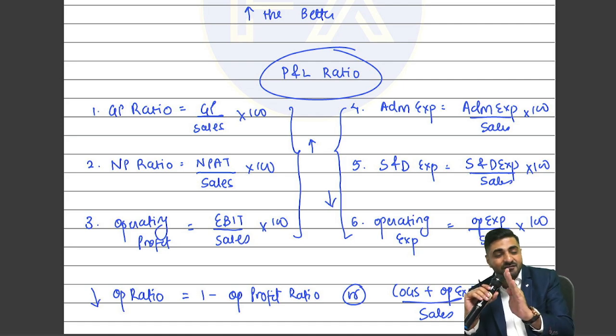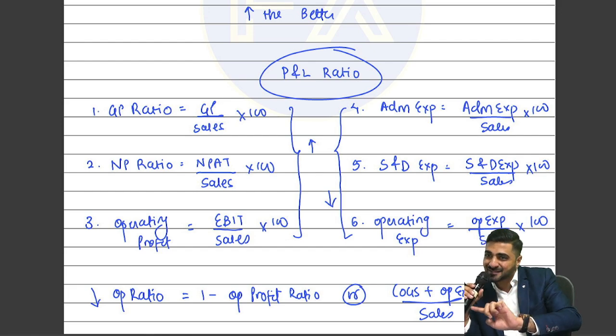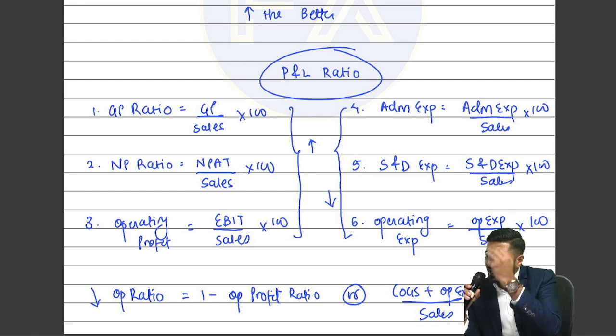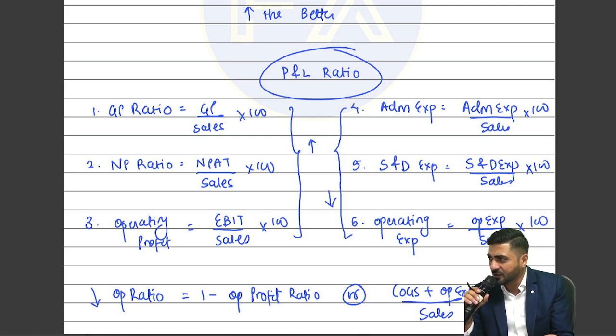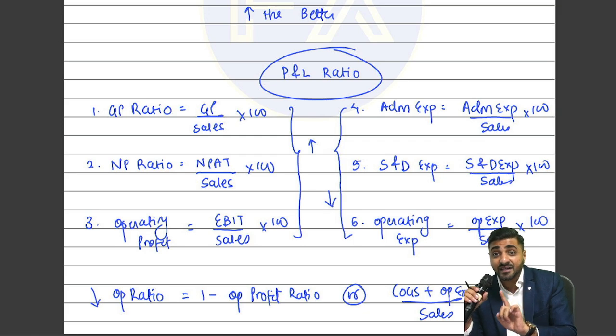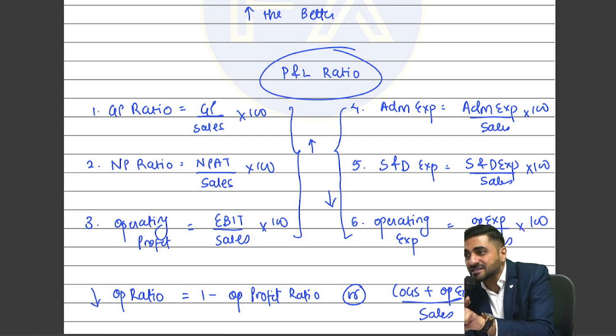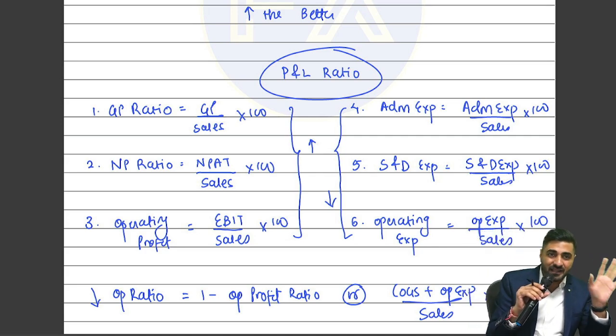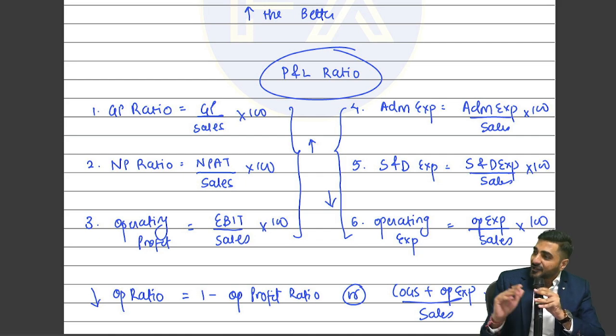Okay? And then we have admin expense, selling expense, and operating expense, and respective expense. Any expenditure you can compare with sales and calculate the expense ratio. All these things should also be lower the better. And is there a difference between operating ratio and operating expense ratio? Yes, sir. 1 minus operating profit will actually be operating ratio. Are you all okay with this?